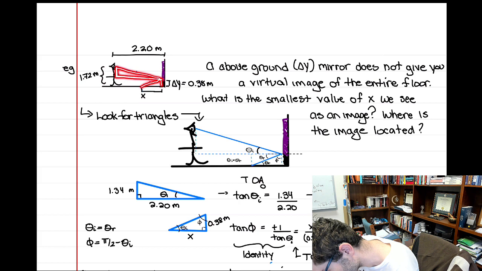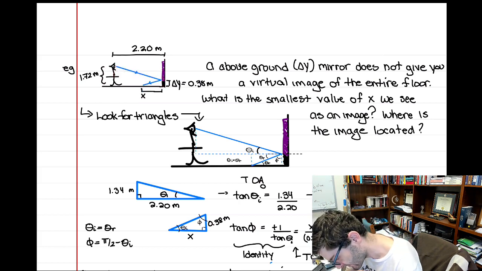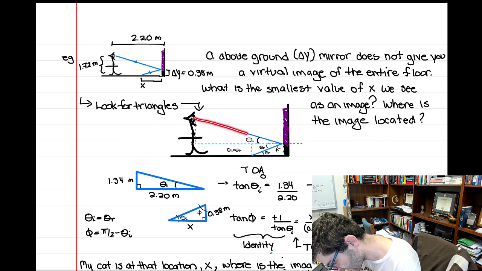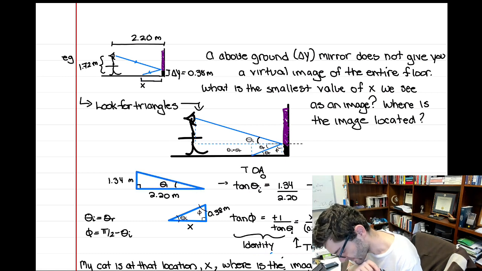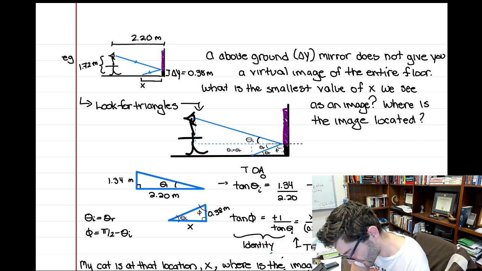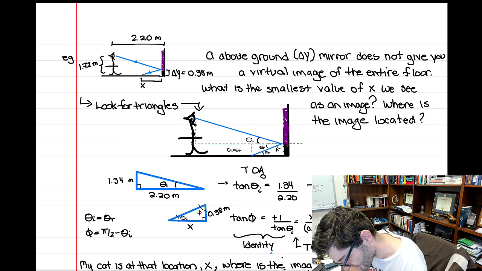So as you can see, there's lots of triangles that pop out. So here's the idea. We have this triangle here, where the light ray comes in at some incident angle. And I know enough to actually calculate that angle. So I know that this horizontal distance is 2.2 meters. And then if this is 0.38 and this is 1.72, then this must be 1.32. So then I have this triangle here, and it looks like I have a right triangle. I SOH CAH TOA my way to an answer. So in this case I have to do TOA.